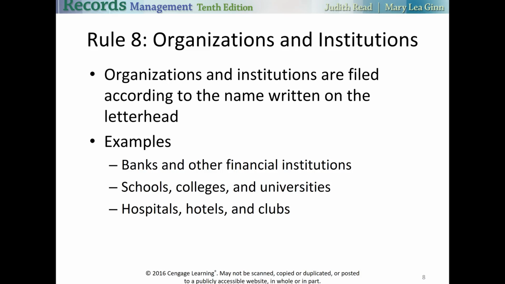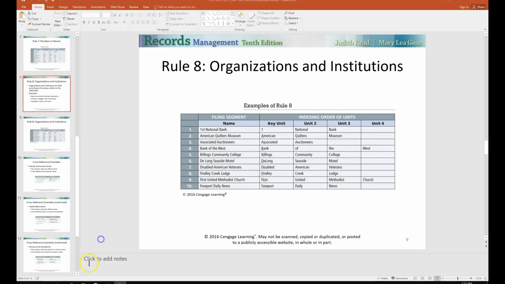Rule 8 addresses the indexing of the names of organizations and institutions. These names are filed according to the name that's written on the letterhead. So if you receive a letter from an organization or an institution, you're going to look to the letterhead to find the filing segment. Examples of organizations and institutions would be banks and other financial institutions, schools, colleges, and universities, hospitals, hotels, and clubs. Now let's take a look at your textbook.